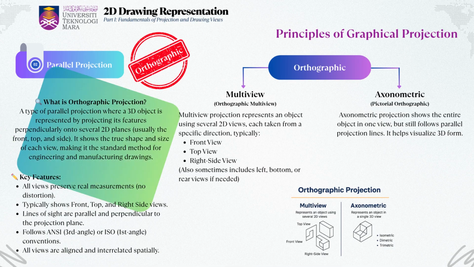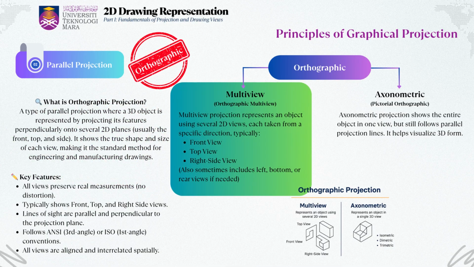In a multiview projection, the object is shown using several 2D views, with each view taken from a specific direction, usually the front view, top view, and right side view. These views are arranged carefully and aligned spatially, meaning the top view is directly above the front view, and the side view is placed appropriately next to it.